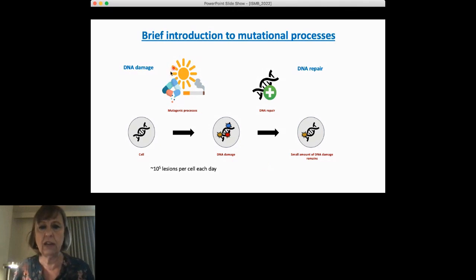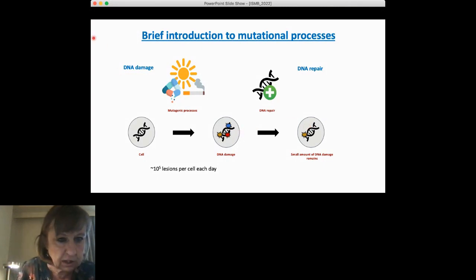This may be environmental processes such as UV light or sun. It may also be processes related to the regular functioning of the cell that are error prone. Those processes lead to about 10 to the 5 lesions per cell per day. Fortunately, they are very efficiently repaired by DNA repair mechanisms. And thanks to this DNA repair, we only have a very limited number of unrepaired lesions that turn out to be mutations.